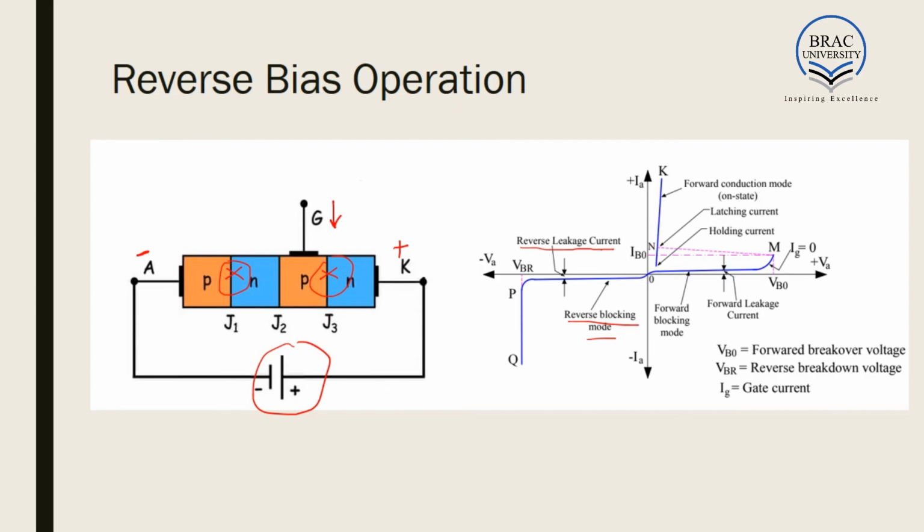Generally, we always use the SCR in forward bias, and we use gate current to switch on the SCR. The method of switching off the SCR is that we make sure the current through the SCR is below the holding current so that the SCR turns itself off.